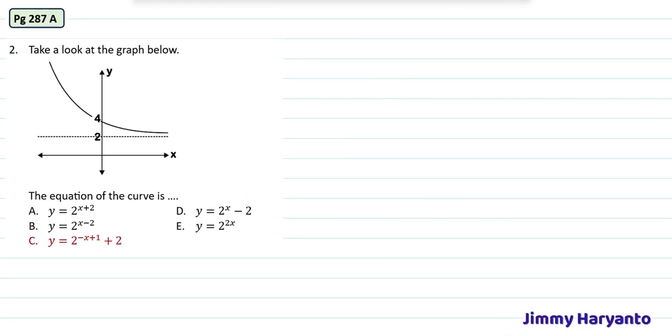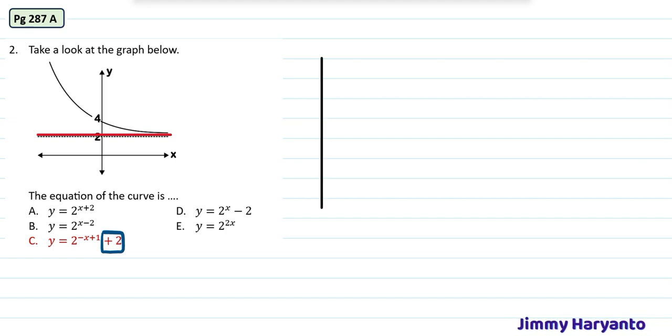Next is question 2. Take a look at the graph below. The equation of the curve is, okay, first we have to take a look at the horizontal asymptote. The horizontal asymptote is 2. That means we have to choose the one with plus 2 like this. This one is minus 2, which is already wrong. Oh yeah, why do we have to choose the plus? Because the plus will affect the asymptote. Let me explain.